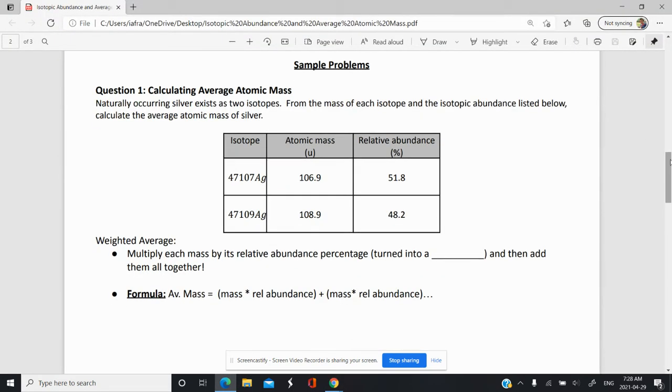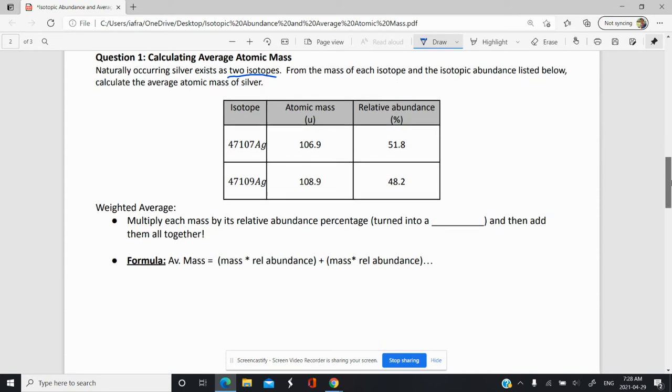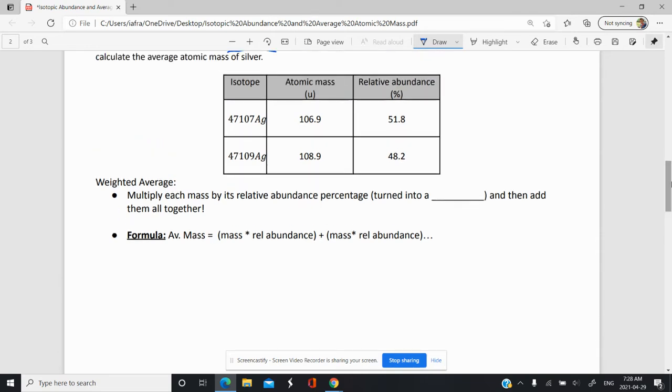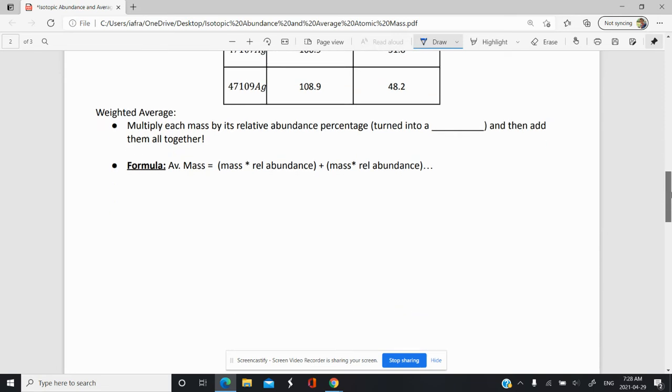So we have question 1 here. Naturally occurring silver exists as two isotopes. From the mass of each isotope and the isotopic abundance listed below, calculate the average atomic mass of silver. So you will need your calculator for this, so make sure you have that out. And there is a specific way I want you to show your steps. I want you to be as clear as possible when you're writing this out. If you're clear and easy for me to read and understand, it'll be clear and easy for you to understand the concept behind what you're doing.